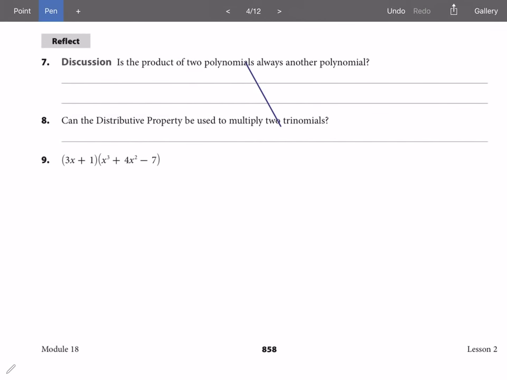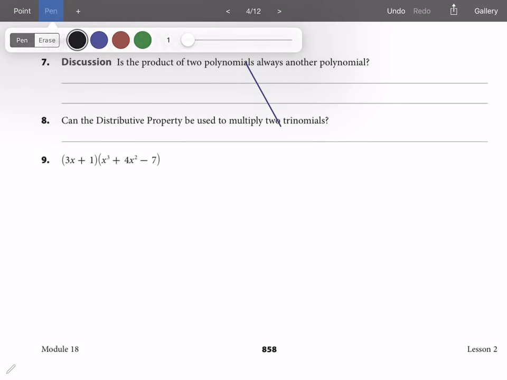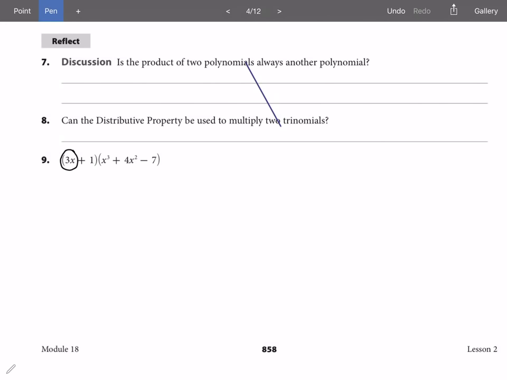Okay, so let's go ahead and look at number 9. And we're going to do this one together. And so I'm going to start with black. So 3x times x cubed is going to give me 3x to the 4th. I have 3x times 4x squared, which gives me a positive 12x cubed. And I have 3x times a negative 7. And so I'm going to get negative 21x.